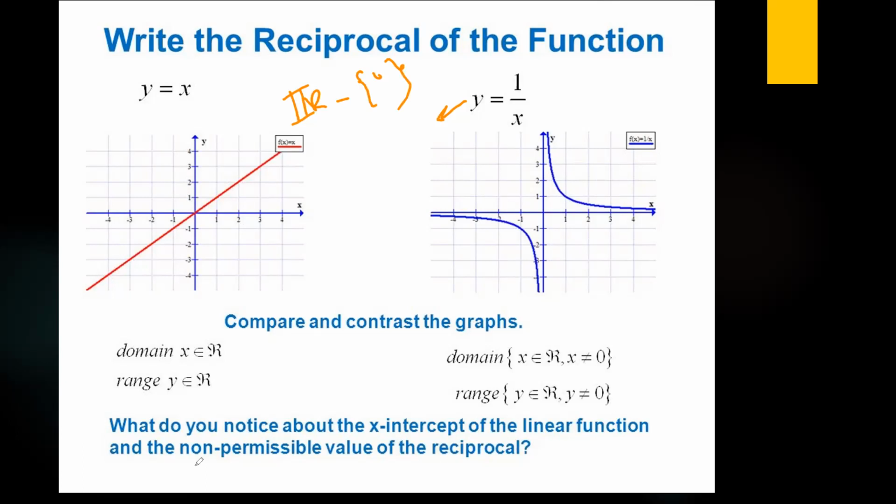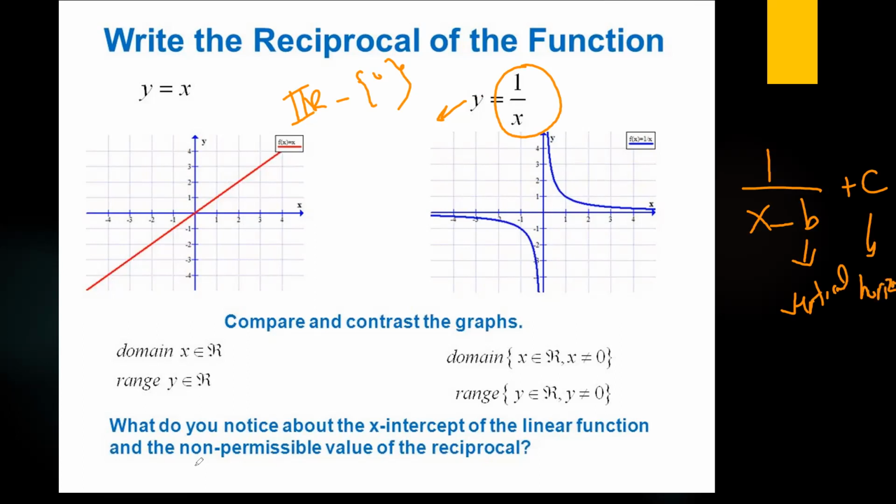Since it's 0, that means I have both the vertical and the horizontal asymptotes from here. Now, I remind you that if you have 1 over x minus b plus c, this b will be the vertical and this c the horizontal asymptote. And the value of k, if it is greater than 0, or positive, I have to be in the first and third quadrant, and if k is less than 0, I have to be in the second and fourth quadrant. You do remember this? This is from grade 8.